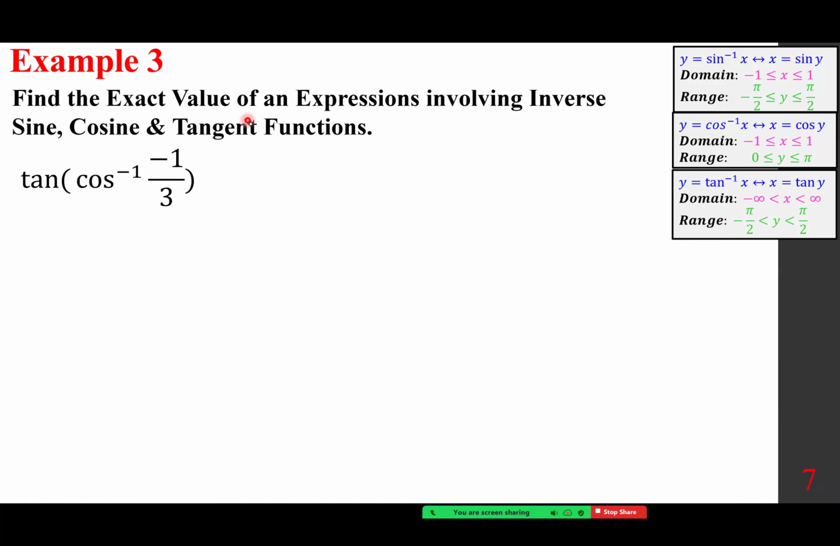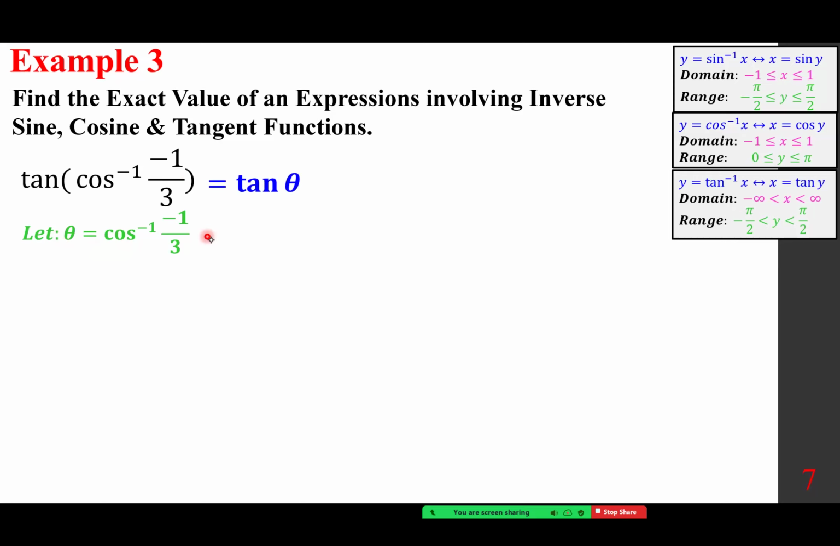Find the exact value of an expression involving inverse sine, cosine, and tangent function. Tan of cosine inverse of negative 1/3. So this is an angle. Let theta represent that. So you're looking for tan of theta. In other words, cosine of theta is negative 1/3.